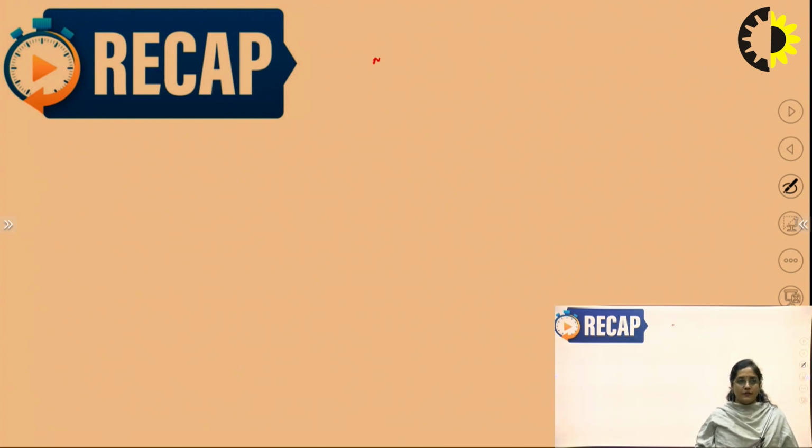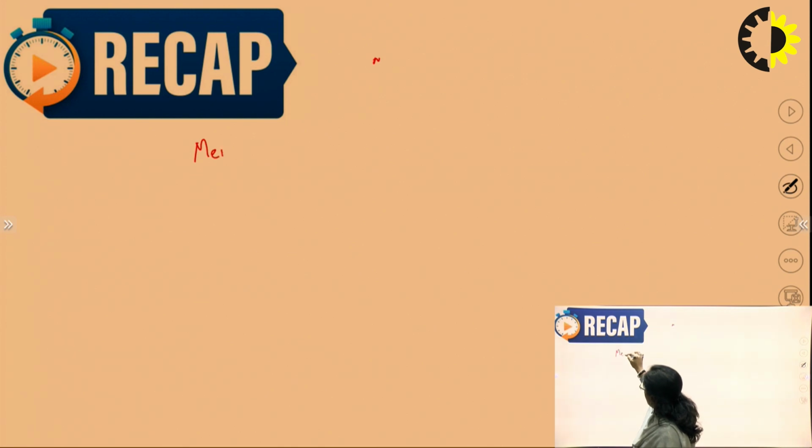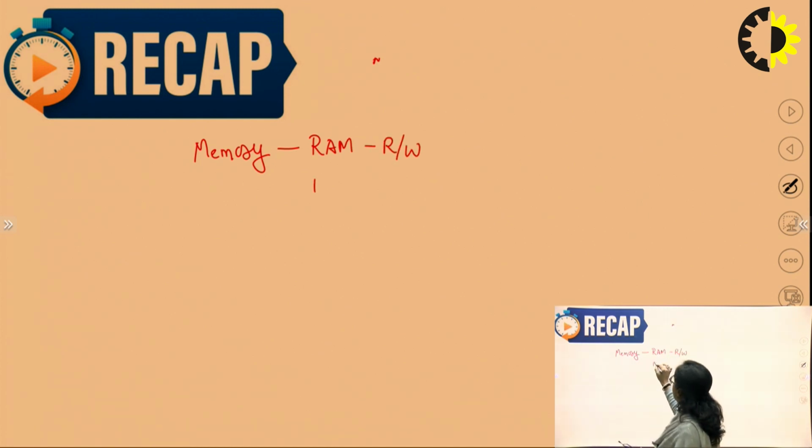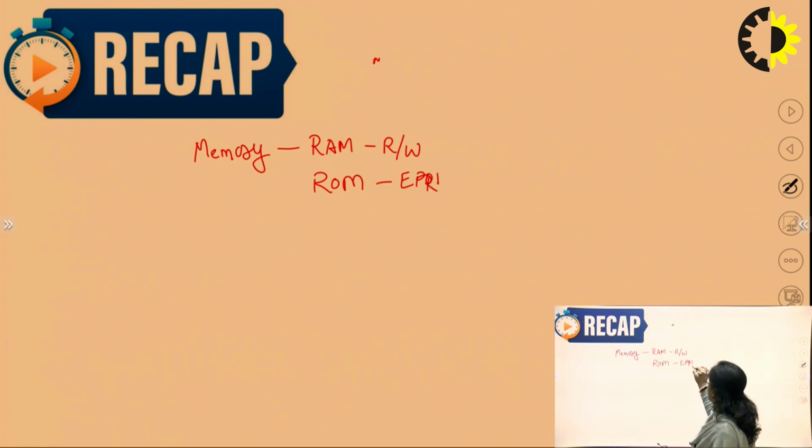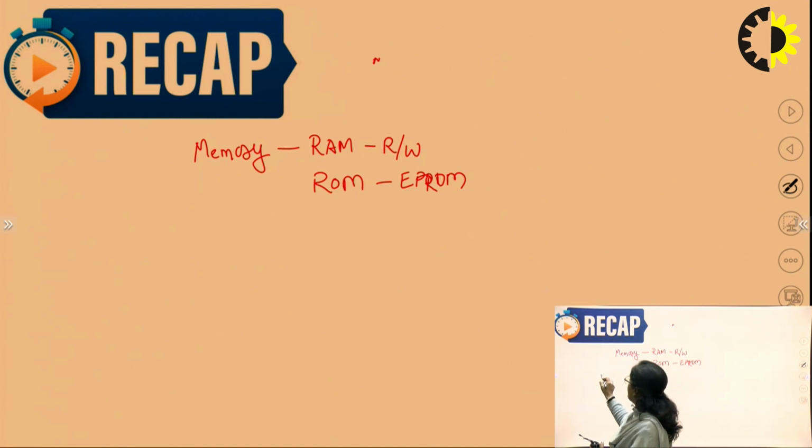In the recap session, we will discuss whatever topics we have covered. So we discussed the memory. There are two types of primary memory that we are dealing with. One is RAM, known as read-write memory, and the other one is ROM, where we can have EPROM or EEPROM. So whenever we have to connect the microprocessor with memory, so that the microprocessor can read or write data as well as code, we have to first make the address line selection. How many address lines are required to access a particular memory?